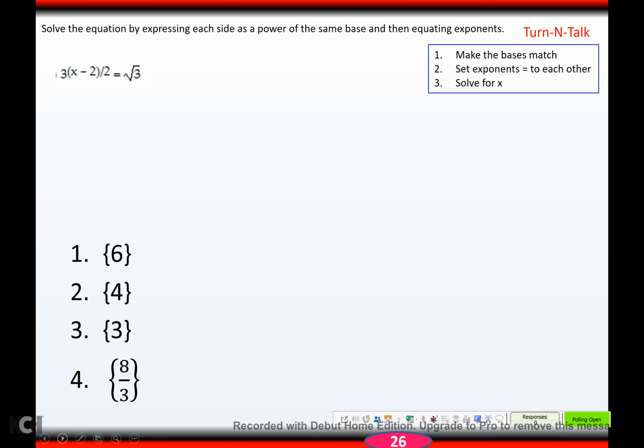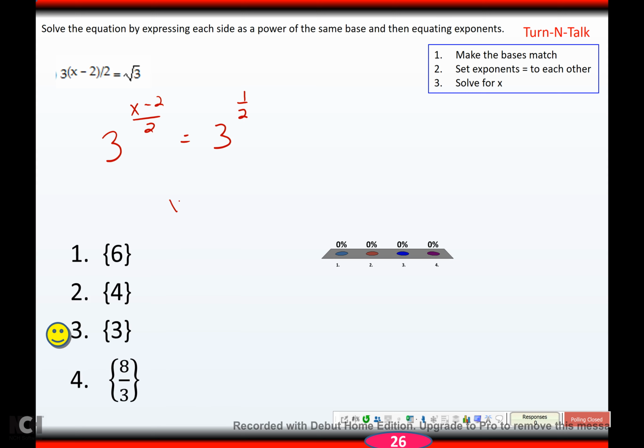Alright, so you try this one, hit pause, come back when you're ready. And hopefully you got 3. This is 3 to the x minus 2 over 2. This is 3 to the 1/2. So since my bases are equal, then x minus 2 over 2 has to equal 1/2. Cross multiply and divide. This way is going to be x minus 2 times 2 equals 2 times 1.